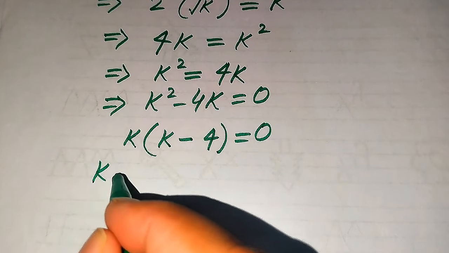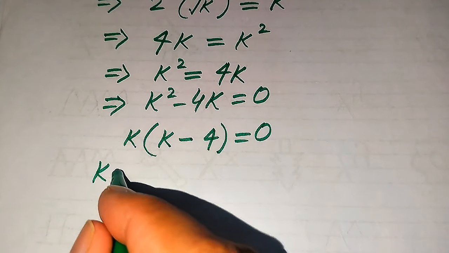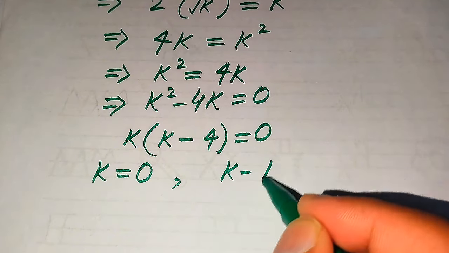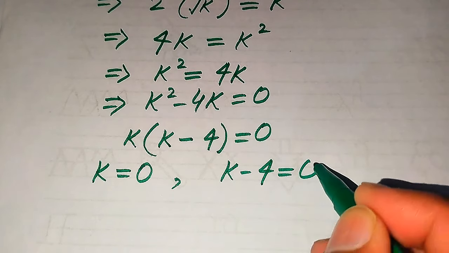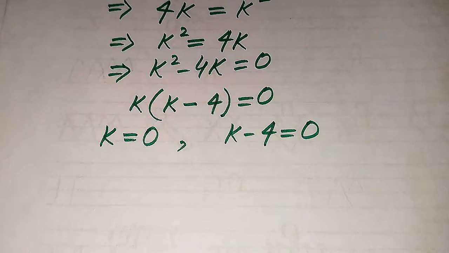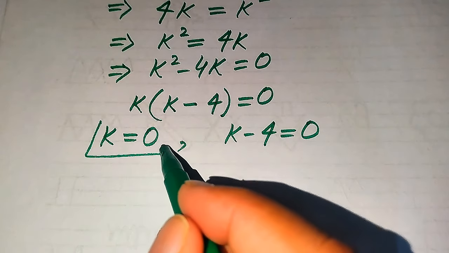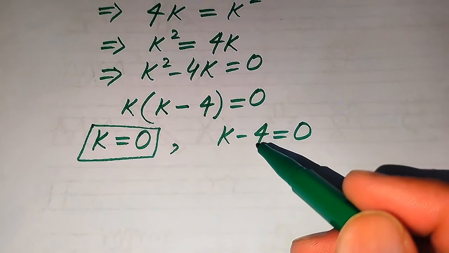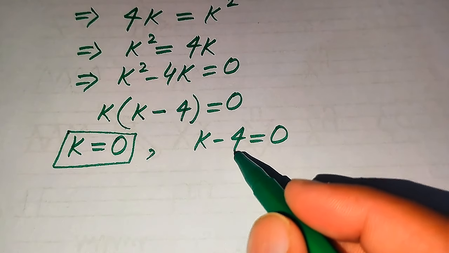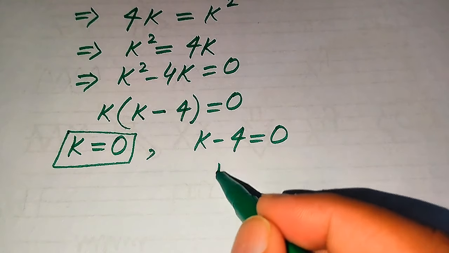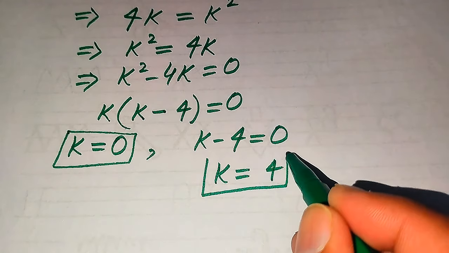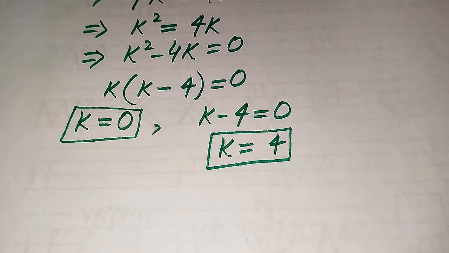And now we divide this equation into two cases. The first case is we write k is equal to 0, and the second case is we write k minus 4 is equal to 0. So this is the first root of the given equation, and for the other root we need to solve this. We need to find the root from here, and we move this minus 4 to the right hand side, and it becomes plus 4. So this is the second value of k, which we get here from the first method.